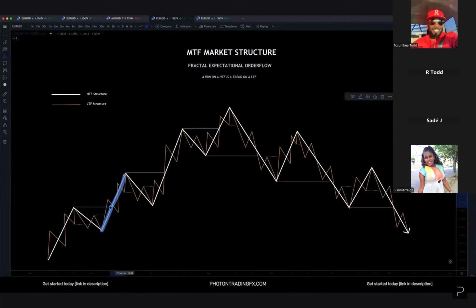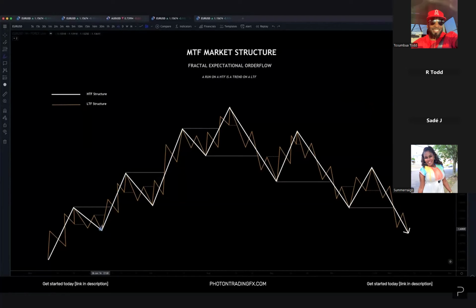Purely just market structure. How can we anticipate when that pullback is likely to be starting? Well, on the lower time frames, that's when they come to our advantage because we can look for that shift in order flow, that shift in market structure, where the lower time frames will switch bearish in order to facilitate the higher time frame pullback. Okay, so what do I mean by that?